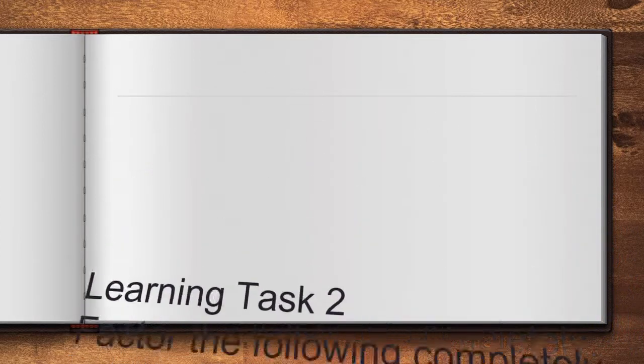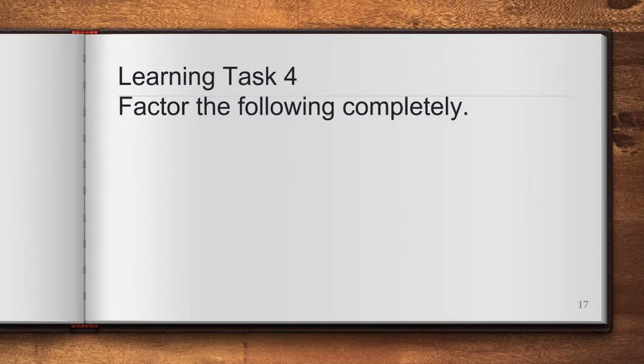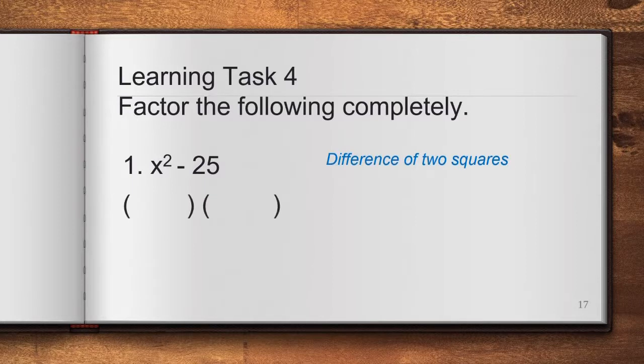We will now move to learning task 4. Malapit na tayong matapos. The number 1, x squared minus 25. Ano ulit tawag sa ganyang format? That is difference of two squares. Kasi pareho silang may perfect square. Si x squared, may perfect square root siya, which is x. And yung 25 naman, may perfect square root din siya, which is 5. Then, you will just put plus and minus sign. So, yan na yung factors niyan. Pwede na lang baliktarin.